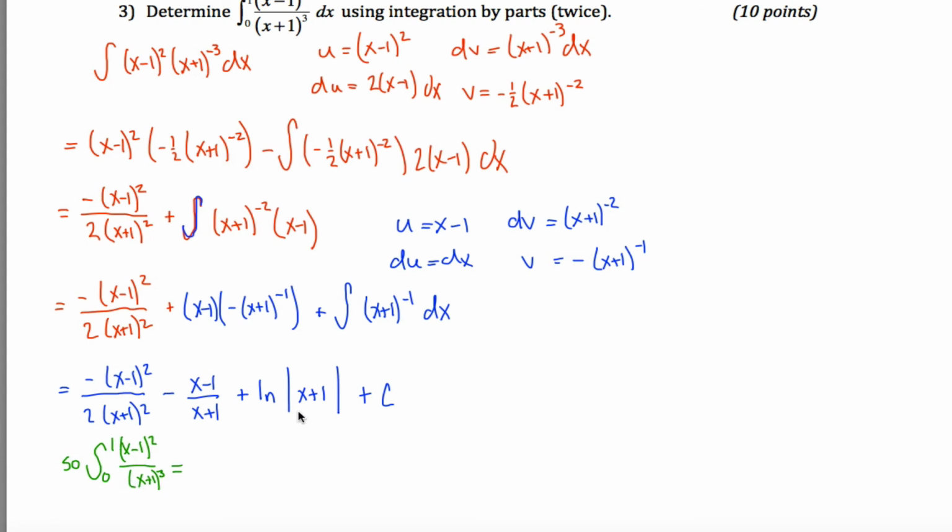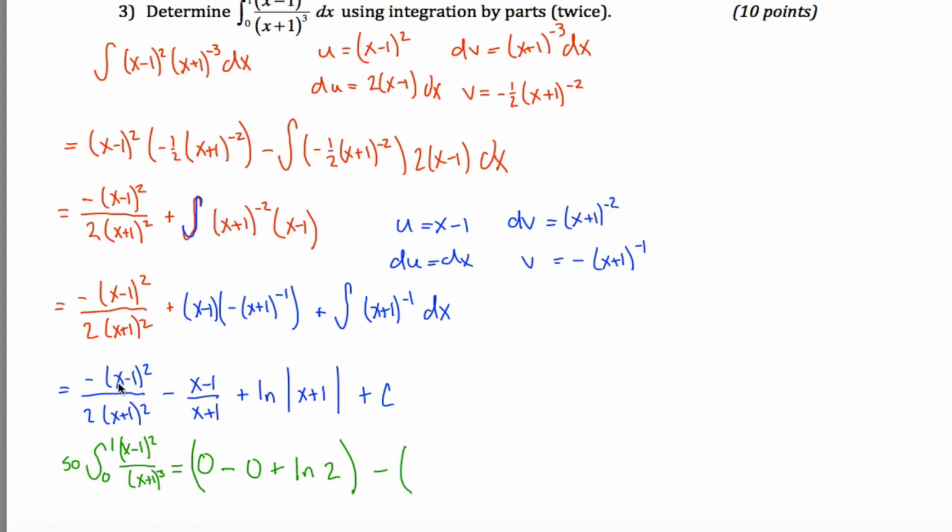So let's evaluate this thing at 1. If I evaluate it at 1, I get the negative of 1 minus 1 is just 0. That's nice. So I don't care what this is. This is all 0. Minus, evaluate at 1 here, 0 over 2, that's 0. Plus the natural log of 1 plus 1, I guess that's the natural log of 2. Plus c if you want. Minus this same thing, but now evaluate it at 0.